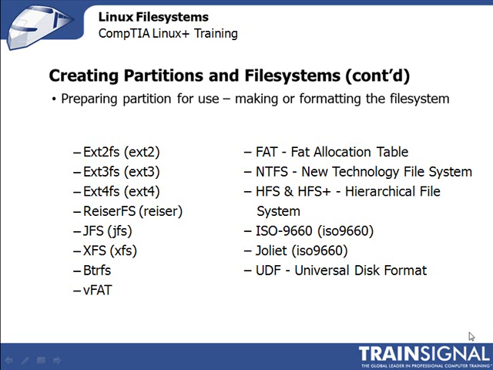BTRFS, also known as ButterFS, is very fast and it's able to handle large disks and files. It was inspired by Sun's zettabyte file system. Right now, though, this is still considered experimental. VFAT is used to add support for Windows-type long file names. FAT, or File Allocation Table, is the only file system supported by Windows 9x and DOS. It's best suited for exchanging data on removable disks.